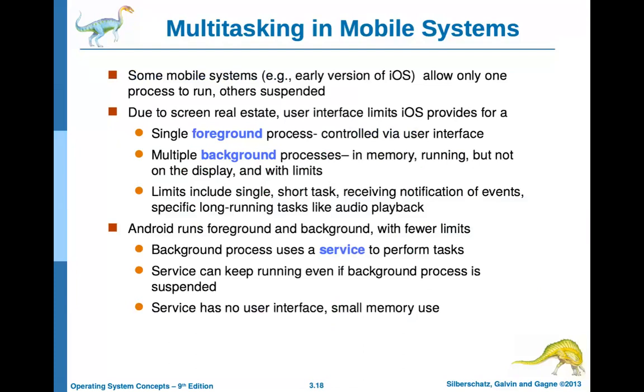I think this was the question asked by somebody in the previous lecture: how does multitasking happen in mobile systems? The question was also whether we have PCBs, process control blocks, there. I think they asked about Android, but the example mentioned here is iOS. Earlier versions of iOS only allowed one process to run. Others are simply suspended. So there is only one process running at a time.